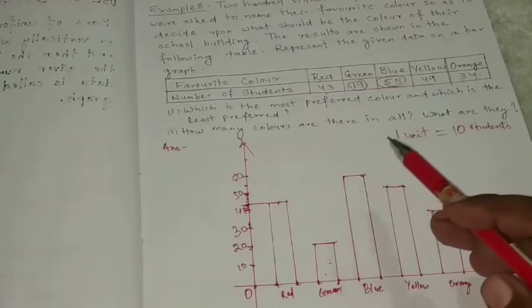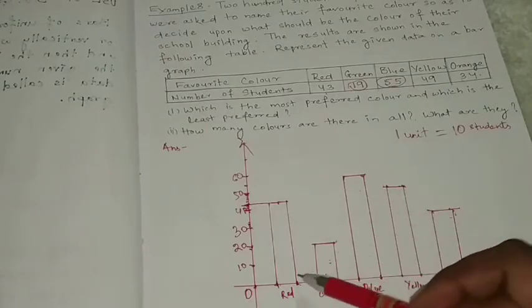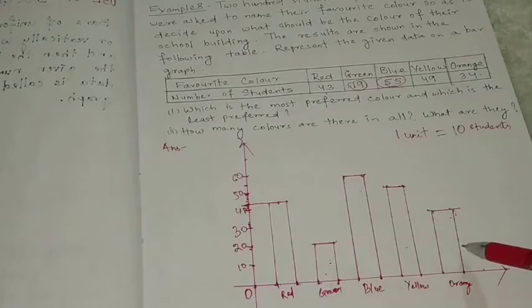Then how many colors are there in all? How many colors? 1, 2, 3, 4, 5. 5 colors are there. Then what are they? Red, green, blue, yellow, orange.